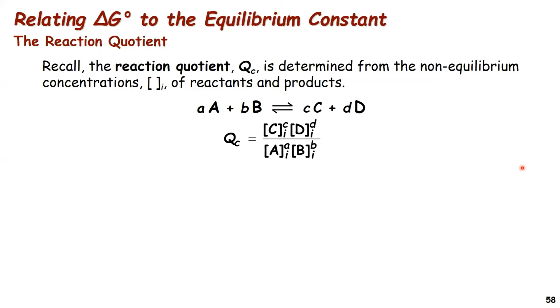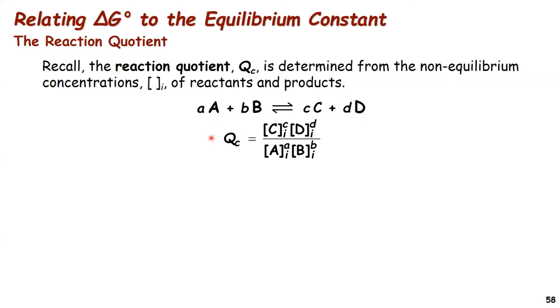Okay, so just to refamiliarize, we know what the reaction quotient is. The reaction quotient is determined from the non-equilibrium concentrations, right? So the initial concentrations of the reactants and products. So here's just a generic reaction. We have A and B reactants going to C and D products.